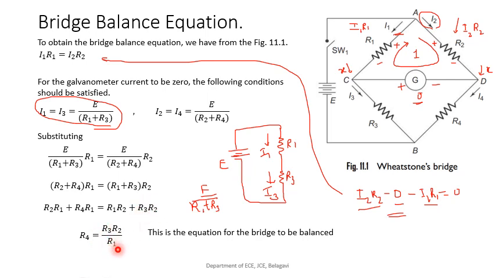Once your bridge becomes balanced, which means there is no current through the galvanometer, you can use this equation to get the value of R4.